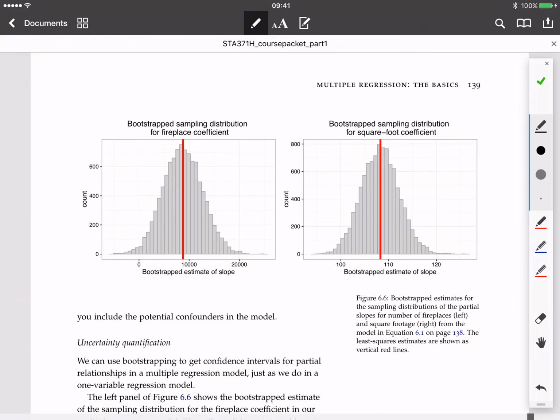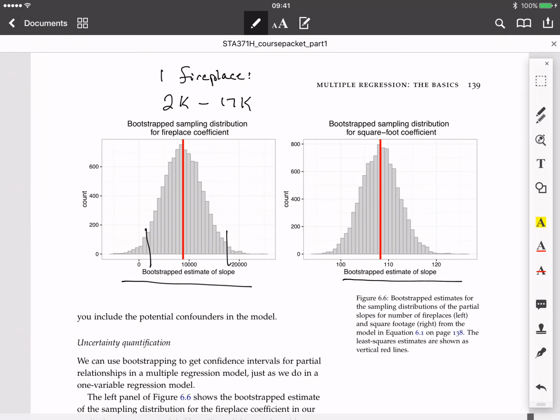And what you're looking at here is the sampling distribution using bootstrapping of the fireplace partial slope on the left and the square footage partial slope here on the right. And so if you want to interpret this histogram as giving you some notion of uncertainty about the value of a fireplace, well, let's make a confidence interval just by eye here. Maybe that's about a 95% confidence interval. So this is probably like $2,000 to about $17,000 for one fireplace. Okay? And the key thing is this is holding lot size and square footage constant.